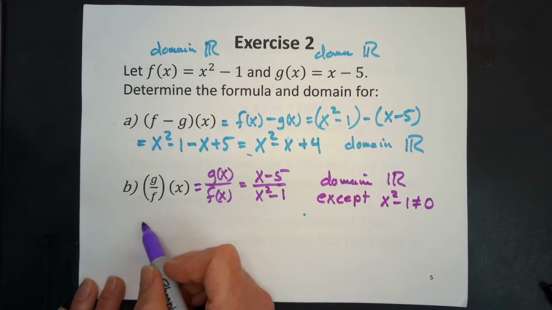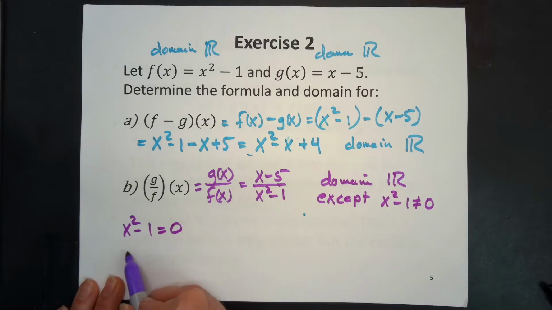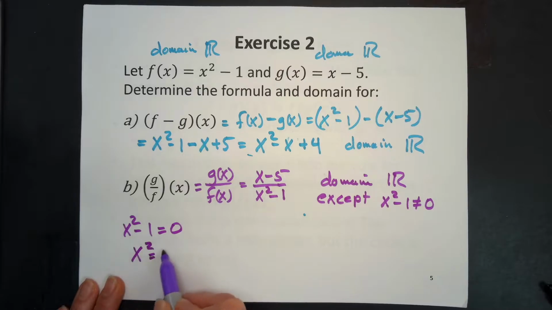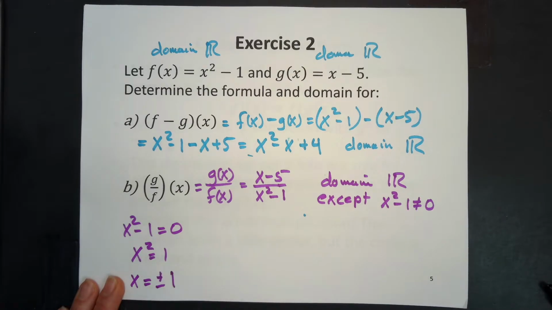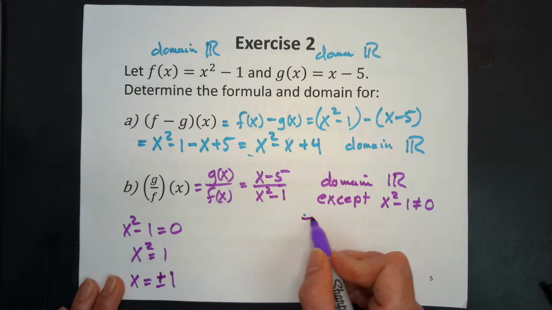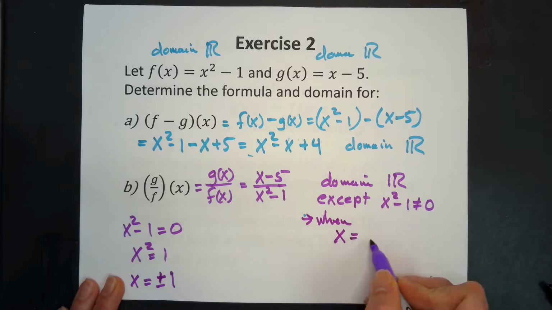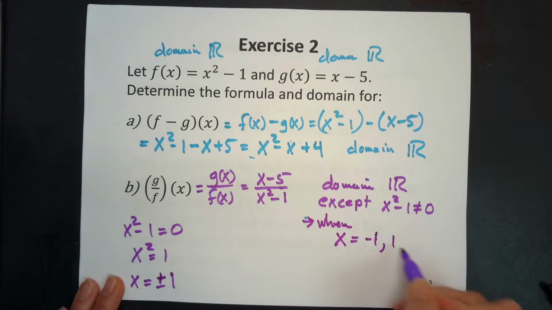Well, when does that happen? x squared minus 1 equals 0 exactly when x squared equals 1, or x equals plus or minus 1. I took the square root of both sides. Remember, when you're solving for an unknown, that's when you get the plus or minus. So I have to say when that happens, and that happens exactly when x is equal to negative 1 or 1.